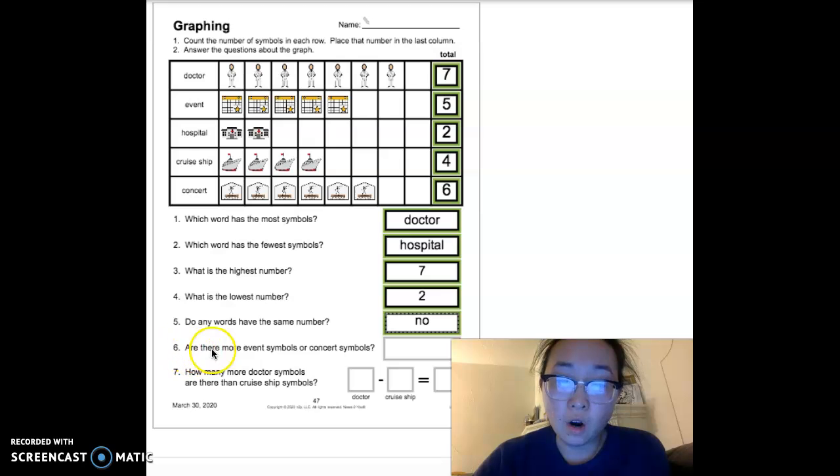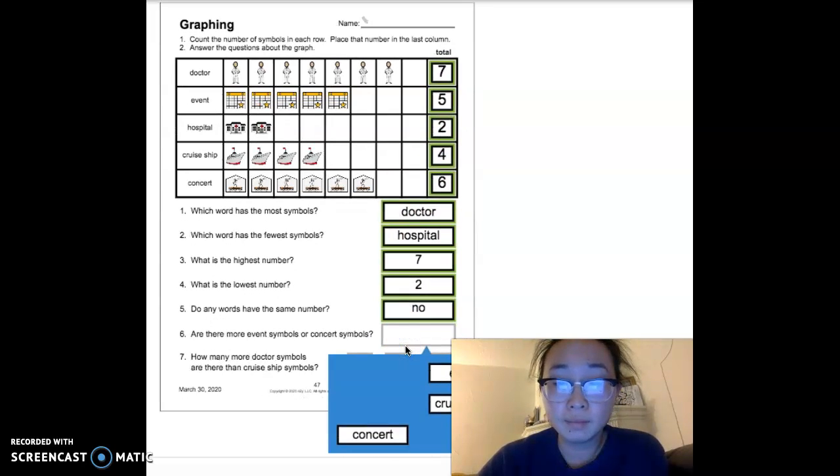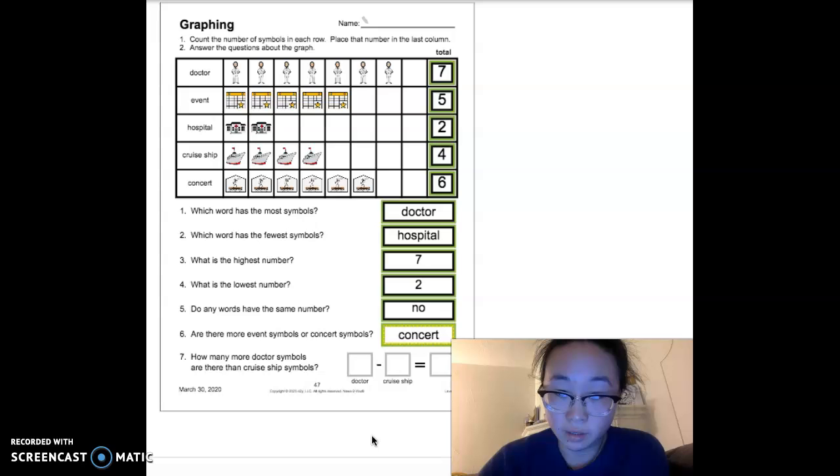Let's look at number 6. Are there more event symbols or concert symbols? Which one has more? Events here or concerts here? Well, let's count. We have 1, 2, 3, 4, 5 here. And we have 1, 2, 3, 4, 5, 6 concerts here. So is 5 more or 6 more? Which one is more? The answer is concert. Concert has more than events. 6 is more than 5.